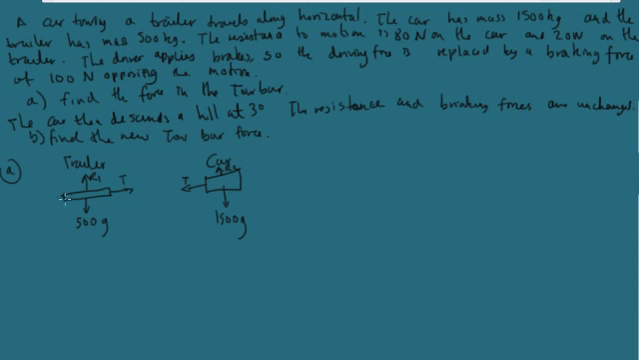The trailer has resistance of 20 newtons, and the car has resistance of 100 newtons. Oh, the braking force is 100 newtons and its resistance is 80 newtons, sorry.